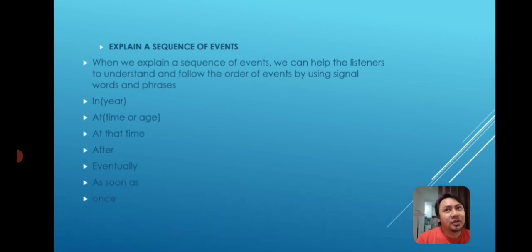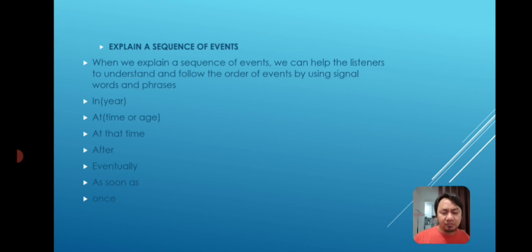Unit 6, the first one, is about explaining a sequence of events. When we talk about an event, and there are many events that we would like to put in order, we have to have a sequence of events so that the listener will understand the chronology of something that happened: what happened first, what happened after that, and what happened in the end. When we explain a sequence of events, we can help the listeners to understand and follow the order of events by using signal words and phrases.